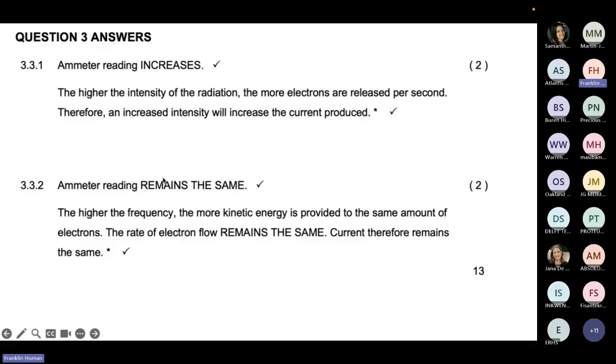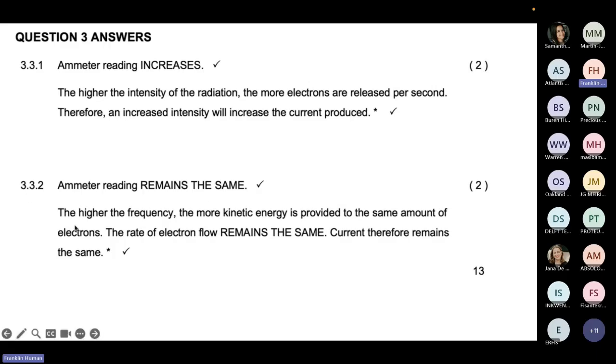Brilliant. Excellent. And then for 3.3.2, the ammeter reading remains the same. The reason for that is the higher the frequency, the more kinetic energy is provided to the same amount of electrons. The rate of the flow of electrons remains the same, and therefore the current remains the same.